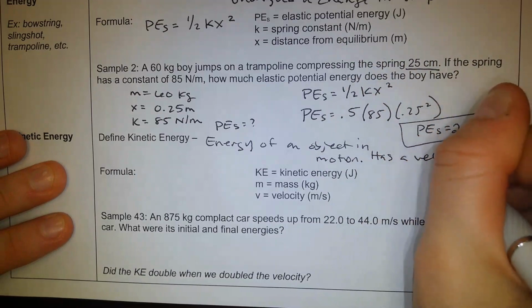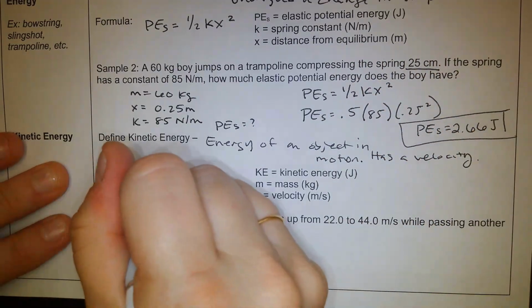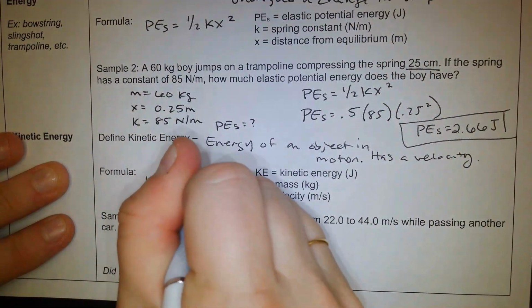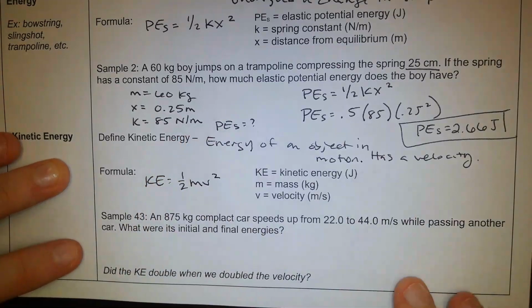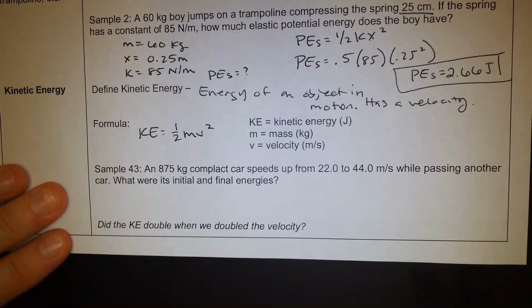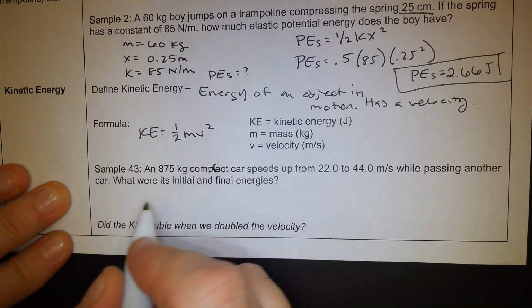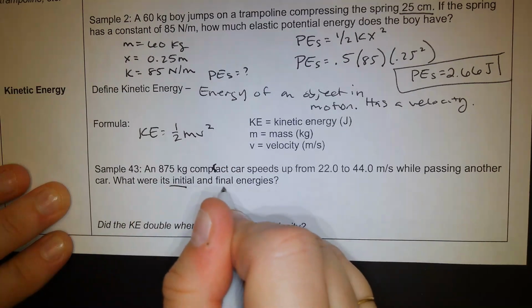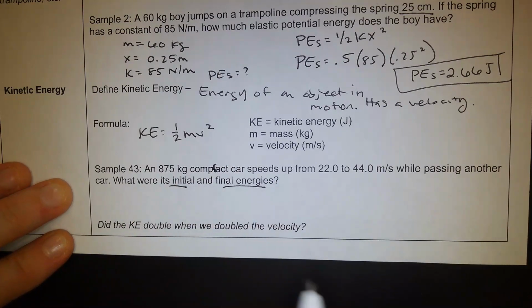Has a velocity. Yeah, the formula for that is KE equals 1/2 mv squared. All right, so an 875 kilogram compact car speeds up from 22 to 44 meters per second while passing another car. What were its initial and final energies?